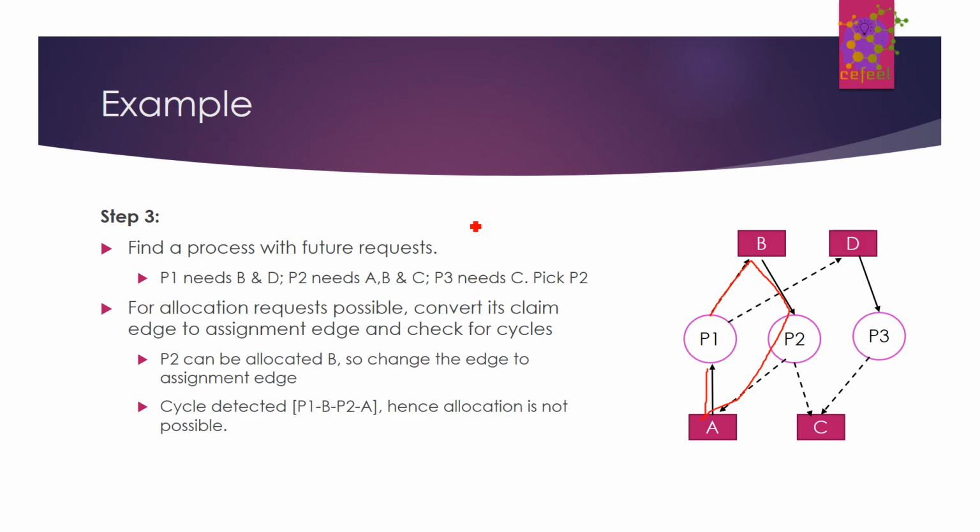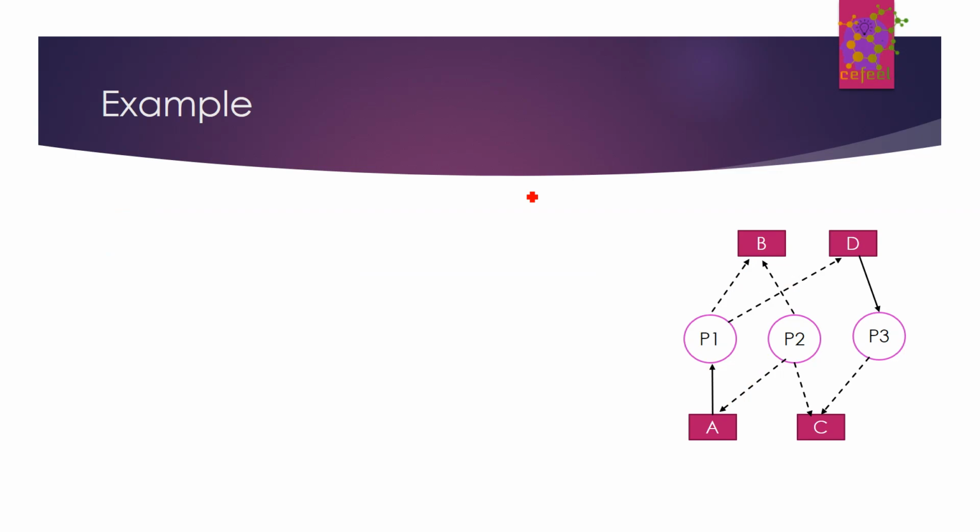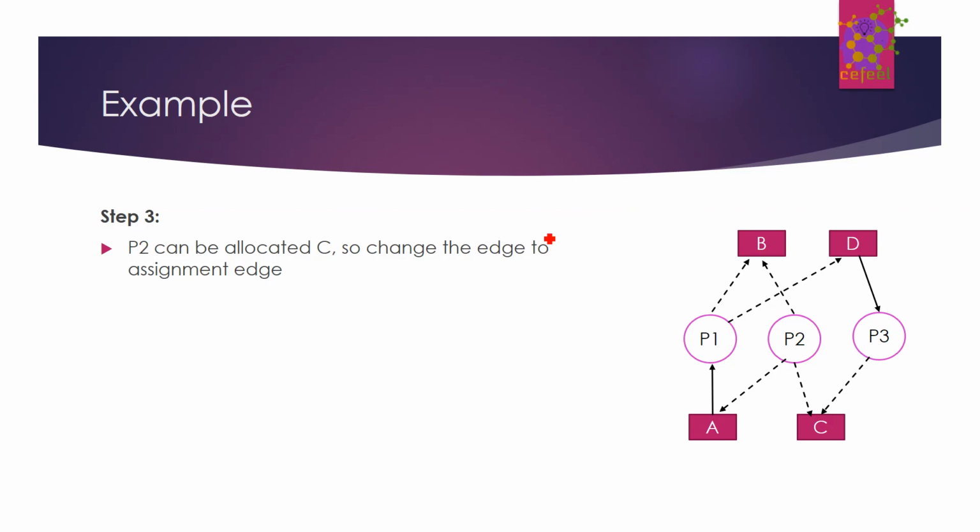So this is a cycle that gets formed, and hence we cannot do this allocation, which means we cannot allocate B to P2 even though resource B is free and not used by anyone. So we have to revert this back to its claim edge, which means we make the B to P2 a dotted line again, and then we will go to another edge, which is P2 to C.